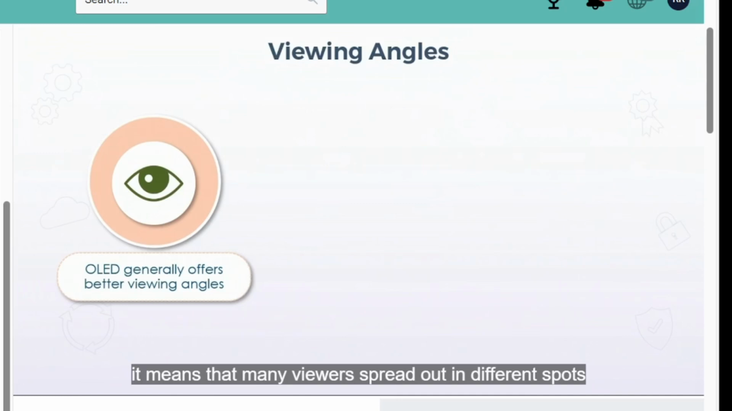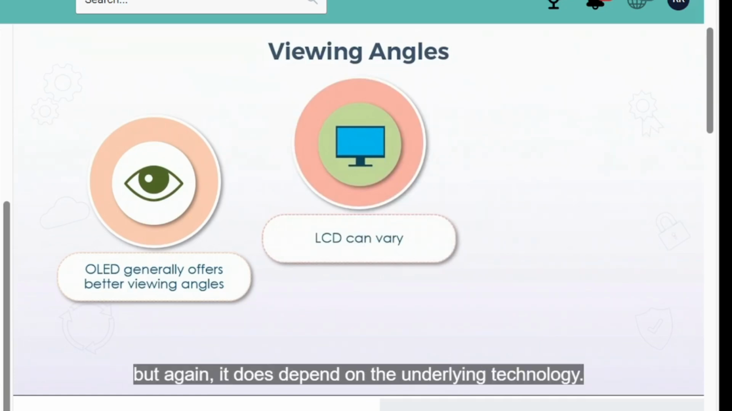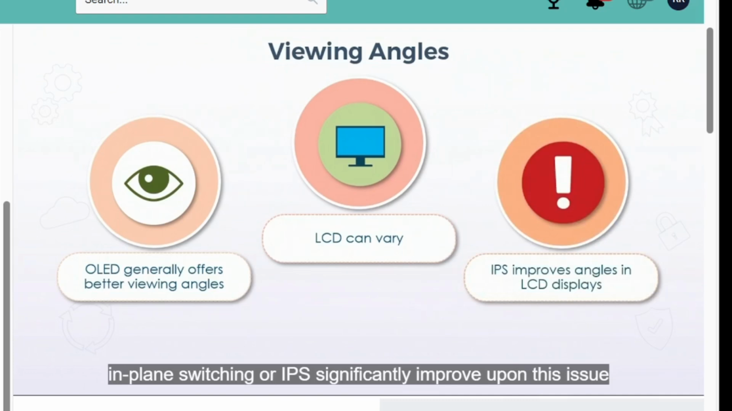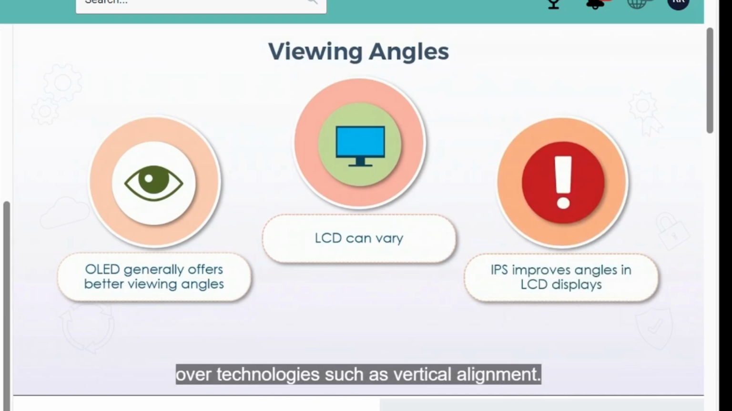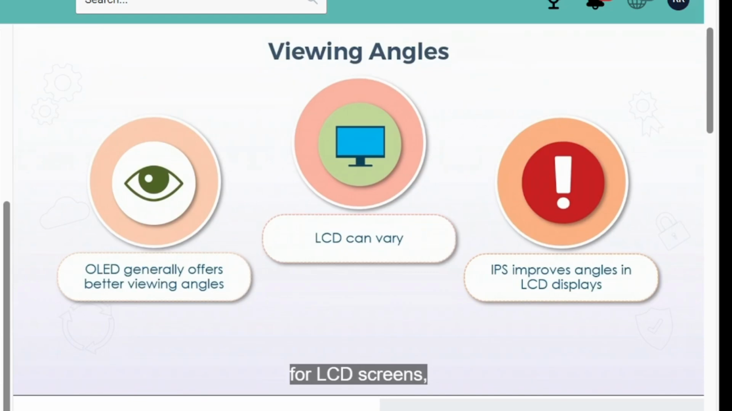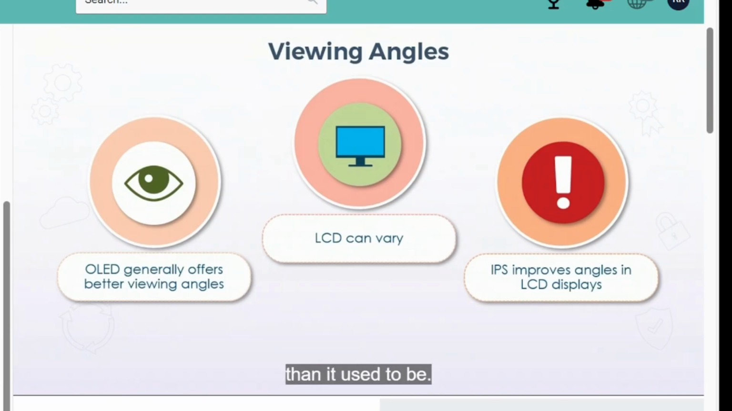room, it means that many viewers spread out in different spots won't lose out on image quality. LCD screens can vary, but again, it does depend on the underlying technology. For example, as just mentioned, in-plane switching, or IPS, significantly improved upon this issue over technologies such as vertical alignment. And in fact, IPS has become the most prominent technology for LCD screens, so the viewing angle itself is much less of an issue these days than it used to be.